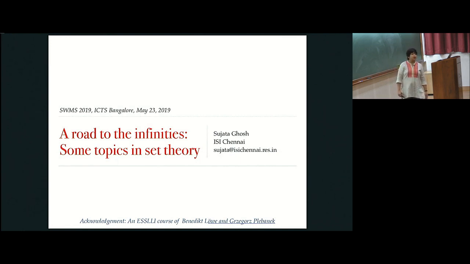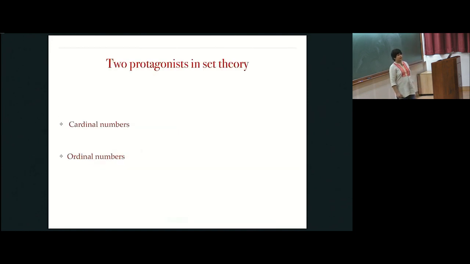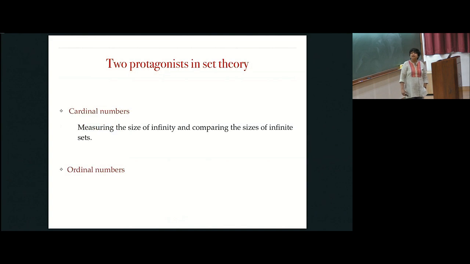So in this talk, we will talk about two heroes of set theory, which you might not have heard of yet. These heroes are cardinal numbers and ordinal numbers. What are they? The cardinal numbers measure the size of infinity. We already know at least two kinds of infinities: one is the countable infinity and the other is the uncountable infinity. And these numbers compare the sizes of the infinite sets.